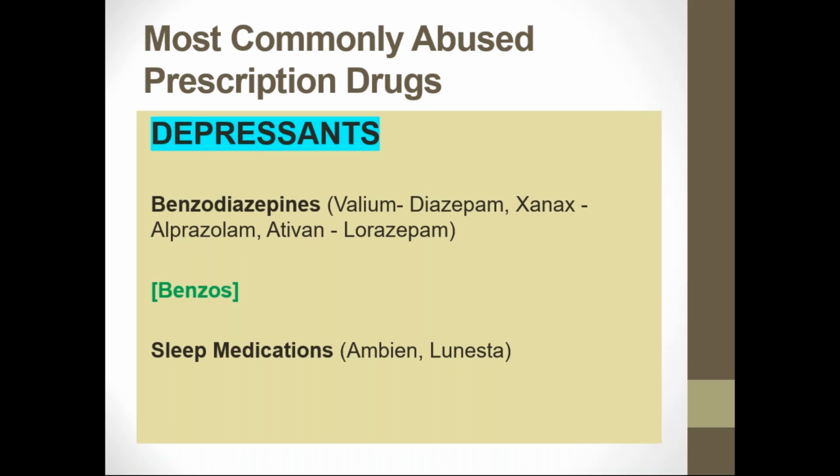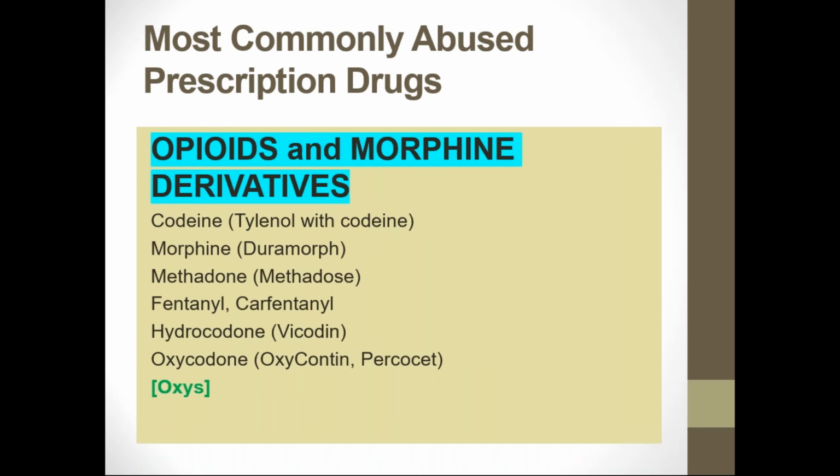So people may say, my drug of choice are benzos. And that's what they're talking about. They're talking about these prescription drugs for anxiety. Then we have opioids. I already talked about this category.